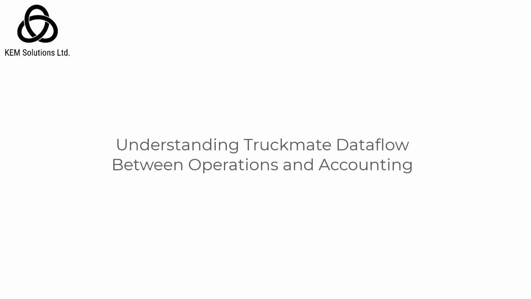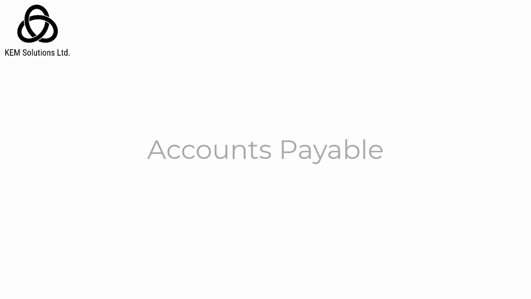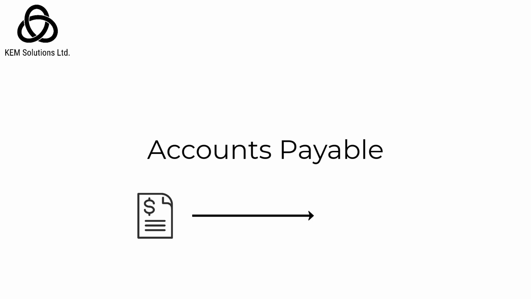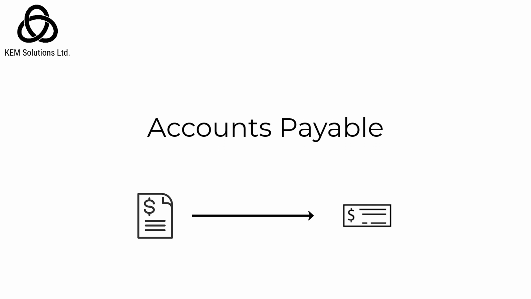In this series, we'll take a high-level look at how the operations and back-office components of Truckmate connect, and how data flows between the programs. Today's focus will be on accounts payable. We'll walk you through the flow of information from when you receive an invoice from a supplier, carrier, or other third party, all the way to issuing a payment and reconciling with the bank.